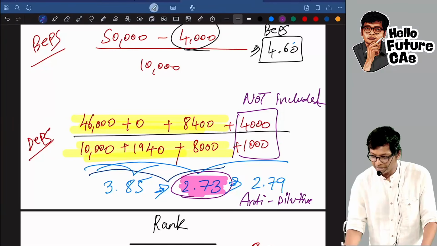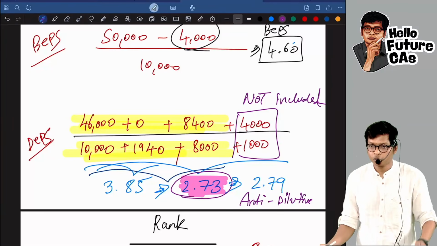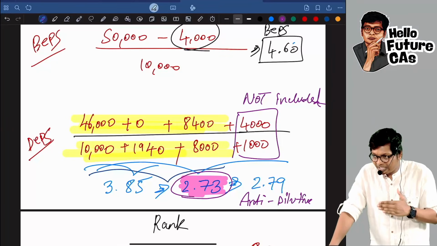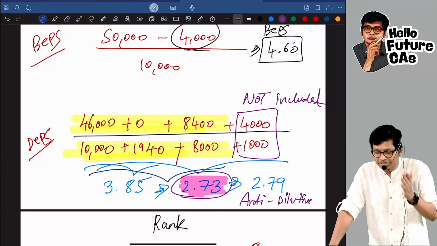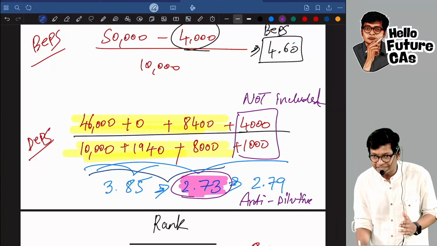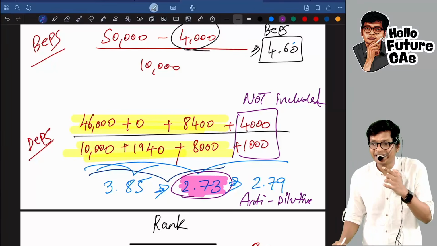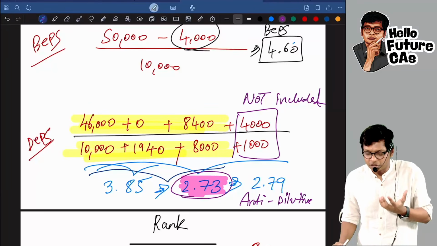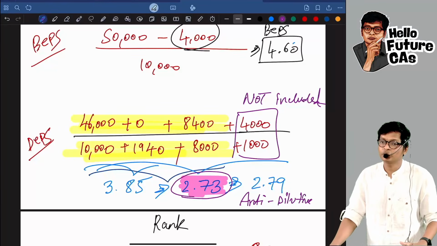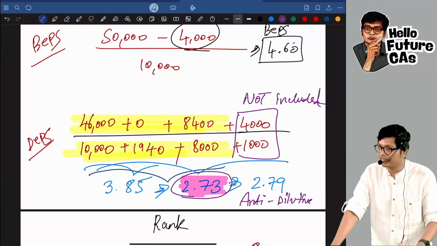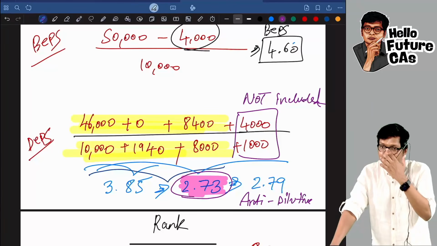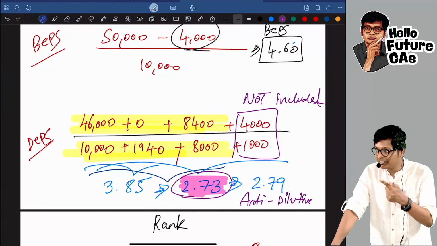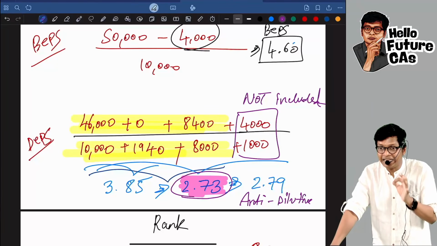Are you following, guys? For this you will give a note. You have to give a note that if preference shares are added, then the EPS will increase from 2.73 and become 2.79, which is anti-dilutive in nature. Therefore, we will stop with adding debentures. Are you getting it, guys? Classic sum for 5 marks or 8 marks, whatever, guys. Are you following? Options, debentures, preference shares with anti-dilutive effect.